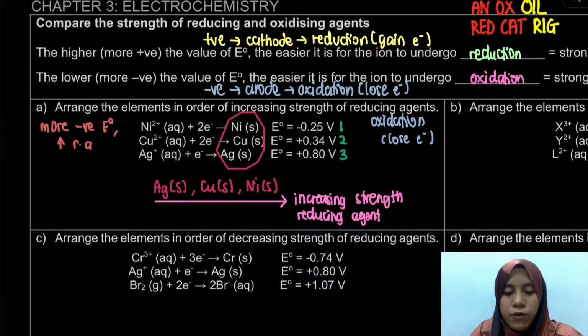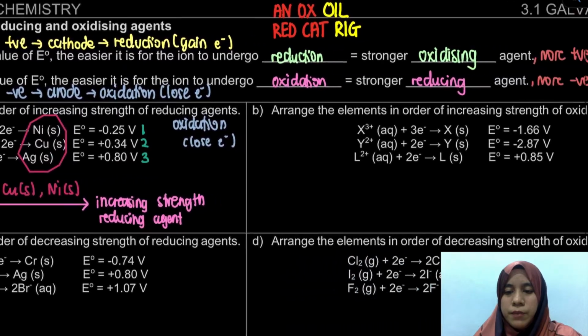So that's why I didn't prefer to write down the symbol. It's fine if you write down a comma, and then just write an arrow down here, and then mention that this is the increasing strength of reducing agent. So that is example A. Okay, next we're going to look together at example B.